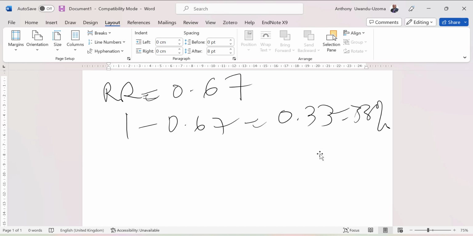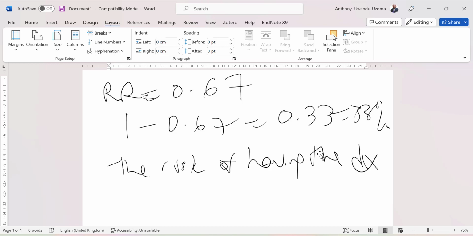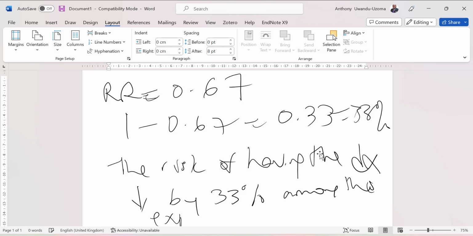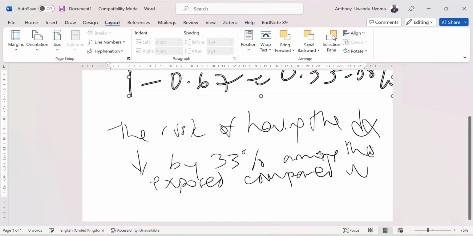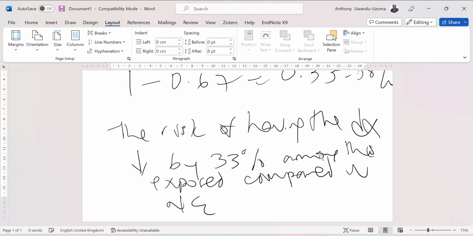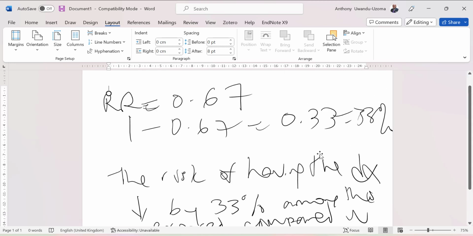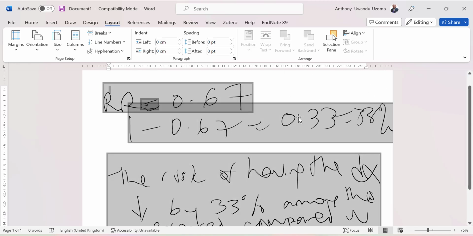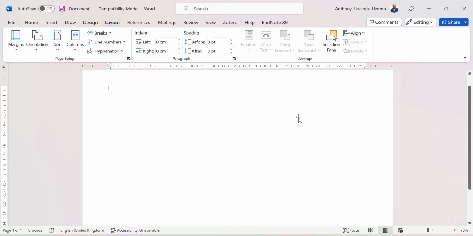So you will say that the risk of having the disease decreases by 33% among the exposed group, which is those that are vaccinated, compared with the non-exposed group, that is those that are not vaccinated. So that is how to interpret this. Okay, so you can take time and watch this video.